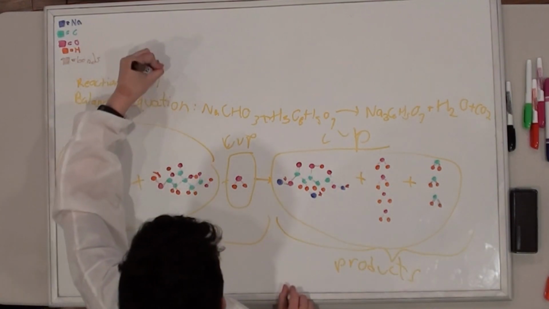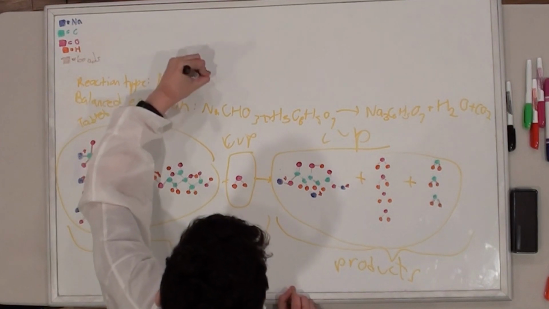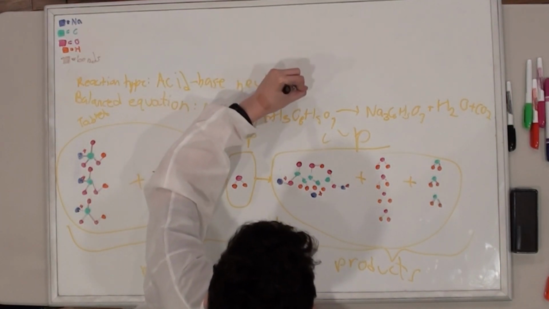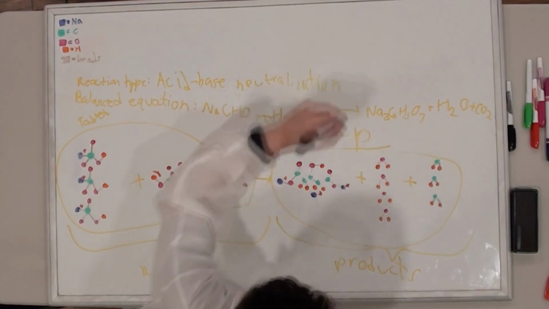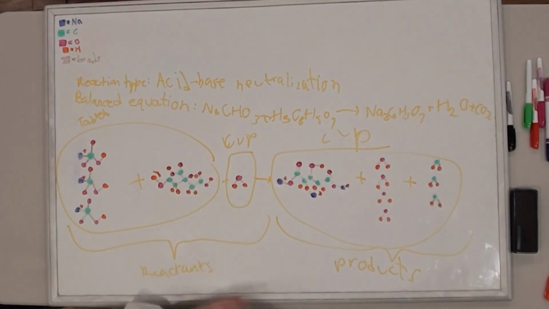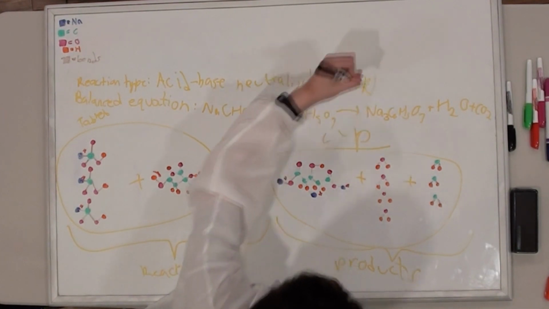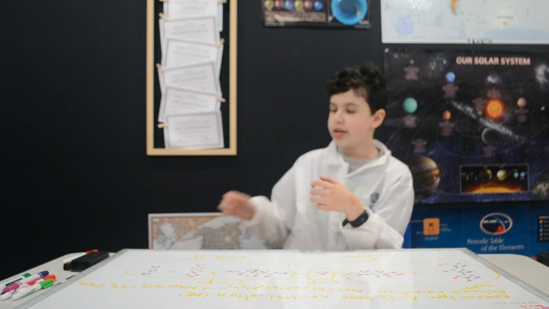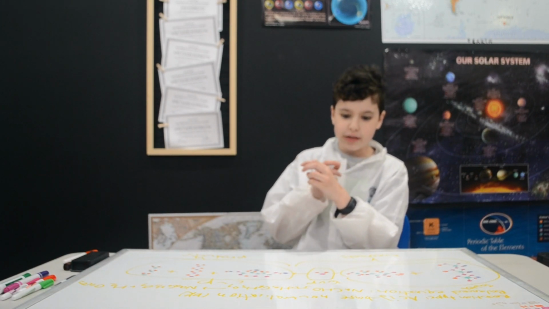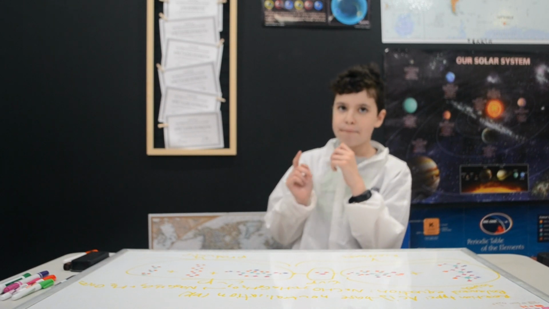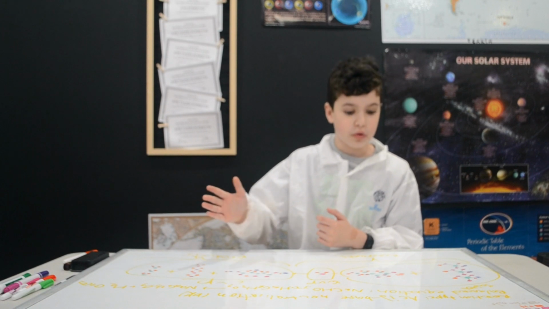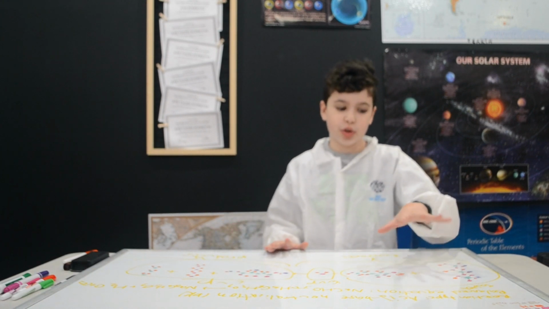So again, this is an acid-base neutralization. However, this is technically a form of double replacement because the ions are switching places. It's just the hydrogen and the sodium are switching places. In fact, the result is always some compound plus water. And that's where the extra water comes from. It comes from the acid-base neutralization.